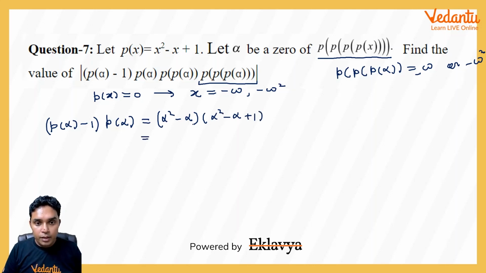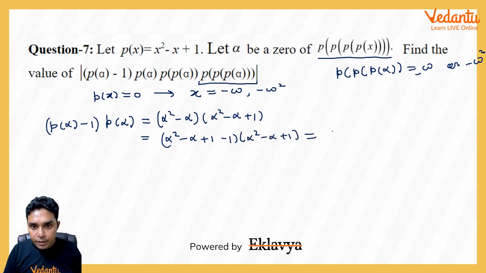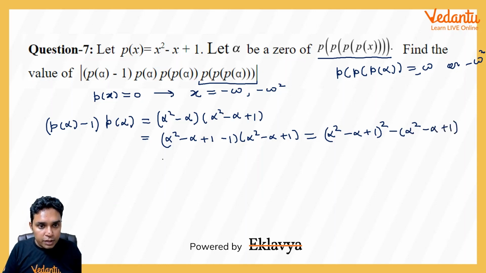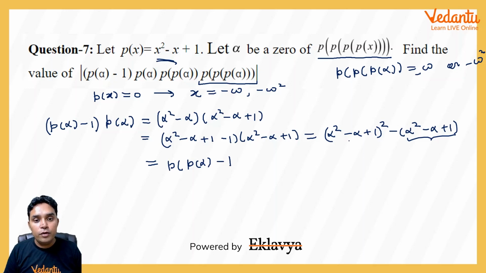Now if I add 1, let me write this way, alpha square minus alpha plus 1 minus 1 in that first bracket into alpha square minus alpha plus 1. So I think this can be written as alpha square minus alpha plus 1 whole square minus alpha square minus alpha plus 1. So can you see that it has become actually p of p alpha minus 1. Actually this is p alpha, and p alpha minus 1 means alpha square minus alpha. So in place of alpha we have actually written p of alpha. So p of alpha minus 1 into p of alpha has become this thing.